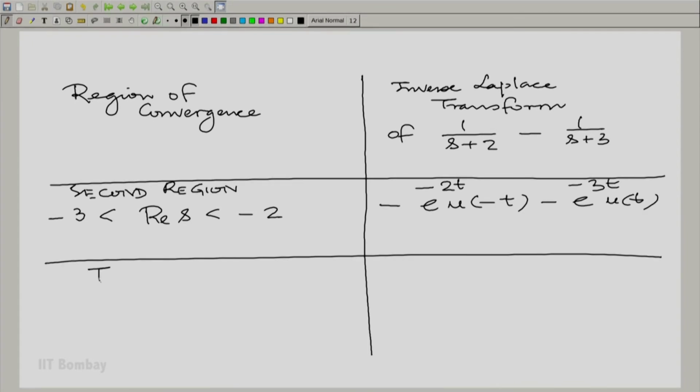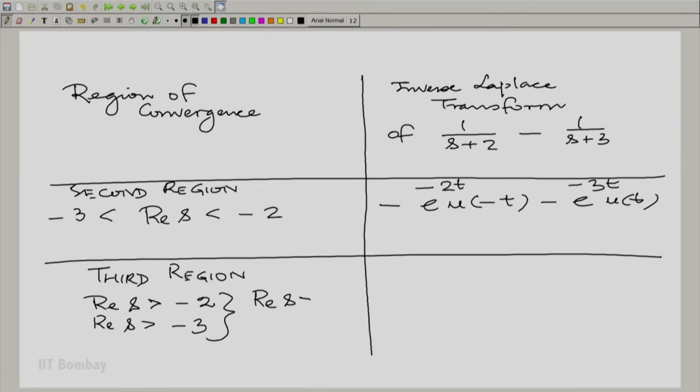And finally, you have the third region, where of course you want real part of S to be greater than minus 2 and real part of S to be greater than minus 3, which can be combined into one condition, real part of S is greater than minus 2. And there the inverse Laplace transform would be e raised to the power minus 2t u of t minus e raised to the power minus 3t u of t.